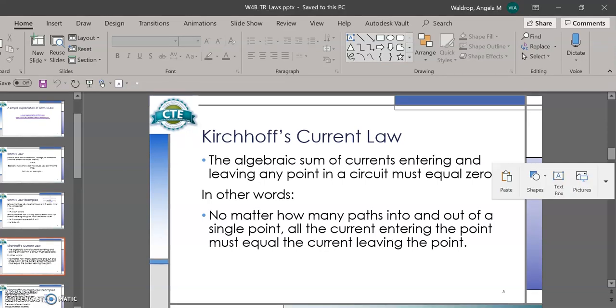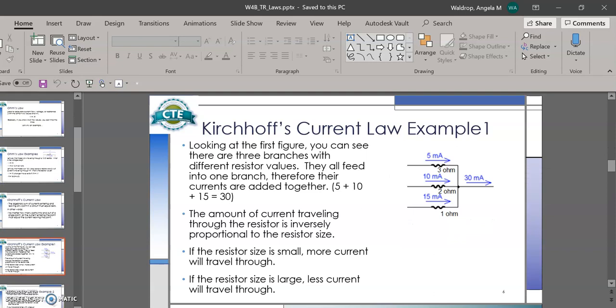So if I take a look at this slide and I go to the next slide here, you can see that I've got three branches here. I've got 5 milliamps, 10 milliamps, and 15 milliamps. And all three of these are combining into this point, and they're separating as a single current. So basically, all three of these have to add up and equal the current that's on the other side.